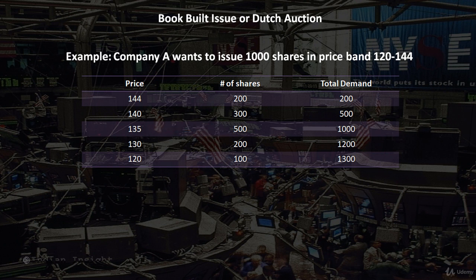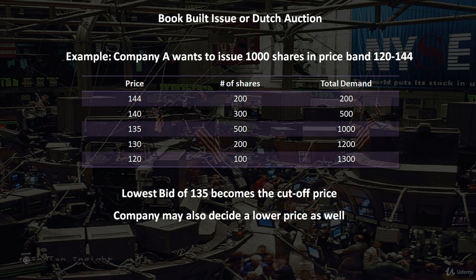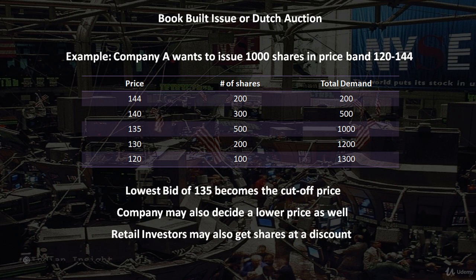Since 135 is the lowest bid price at which shares were allotted, this becomes the cutoff price. All investors who bid at this price or higher than this price are eligible for allotment. For the benefit of the investors, the company may also choose to decide the cutoff price at a lower price than the price at which the issue is subscribed. Sometimes companies also have a clause for retail investors to be allotted shares at a discounted price.